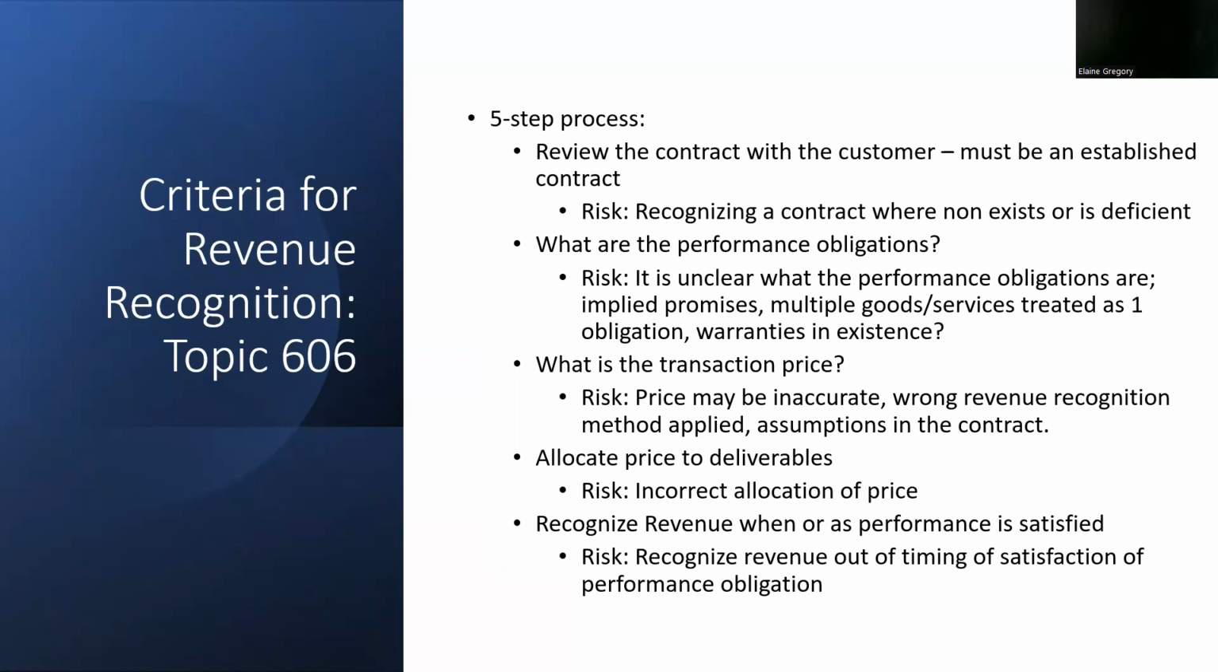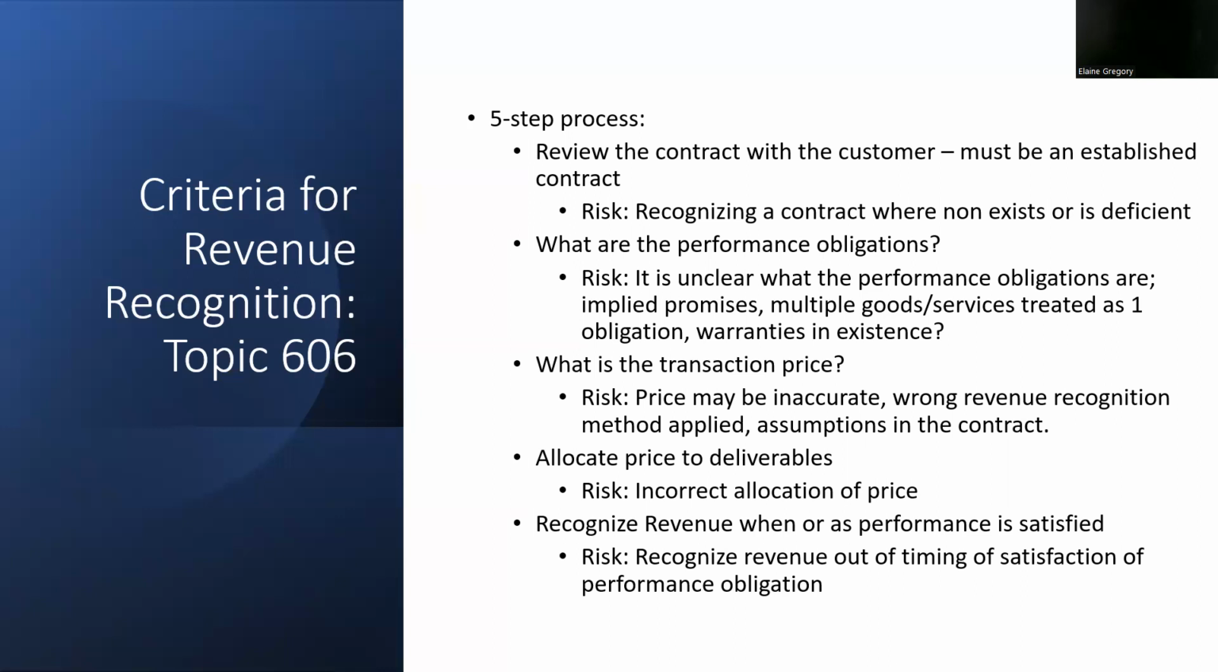What are the performance obligations? There's a risk that there's unclear performance obligations, so that the customer may see that revenue is recognized one way, whereas the contract seller may recognize revenue in another way. Are there implied promises? Are multiple goods and services bundled together as one obligation when it should be split out? Are there warranties in existence?